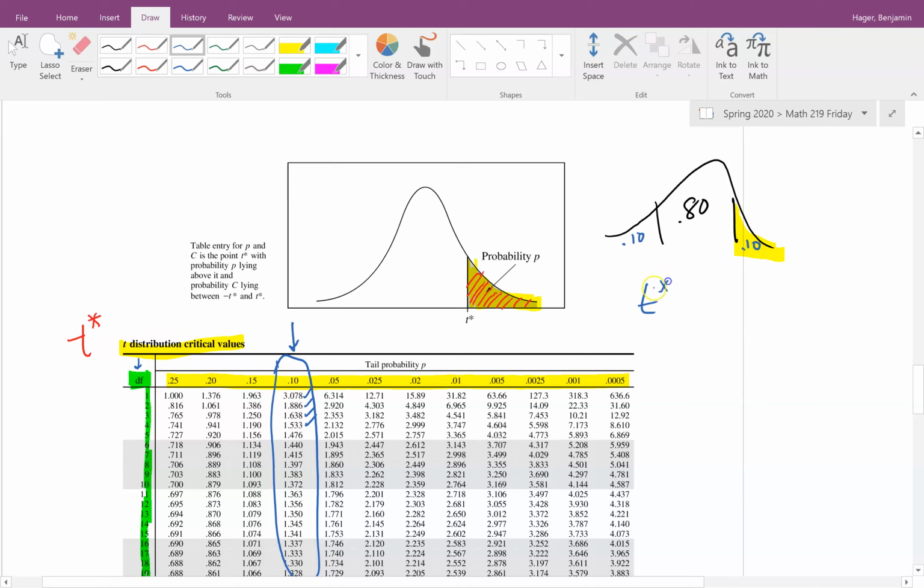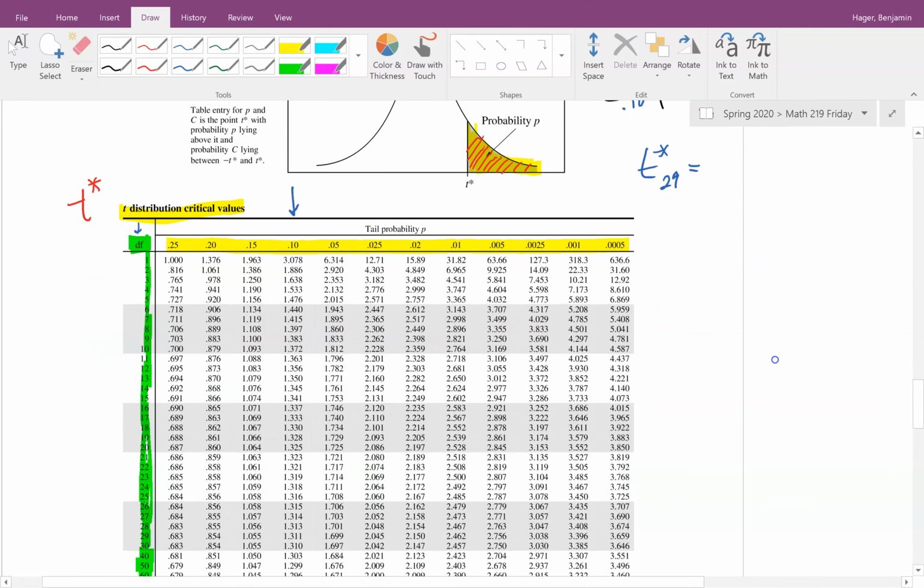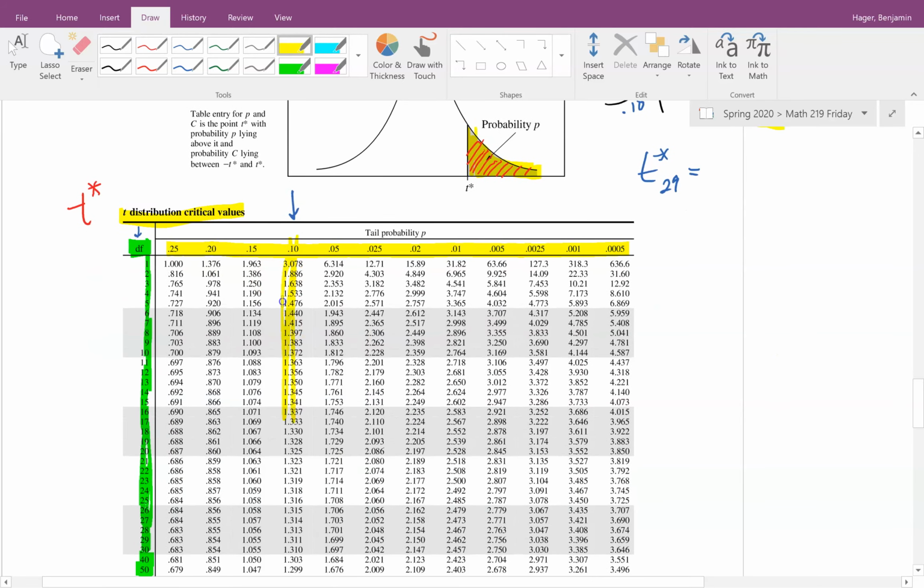Remember, they said that I had 29 degrees of freedom. So what I need to do is I need to go down. First of all, let me highlight. This is the 10% area column. And I need to go down to where I have 29 degrees of freedom. It's right here. So if I just go over to where they meet, that is the critical t-score I should use. 1.311. That's how many standard deviations you're going to add and subtract from your sample mean.